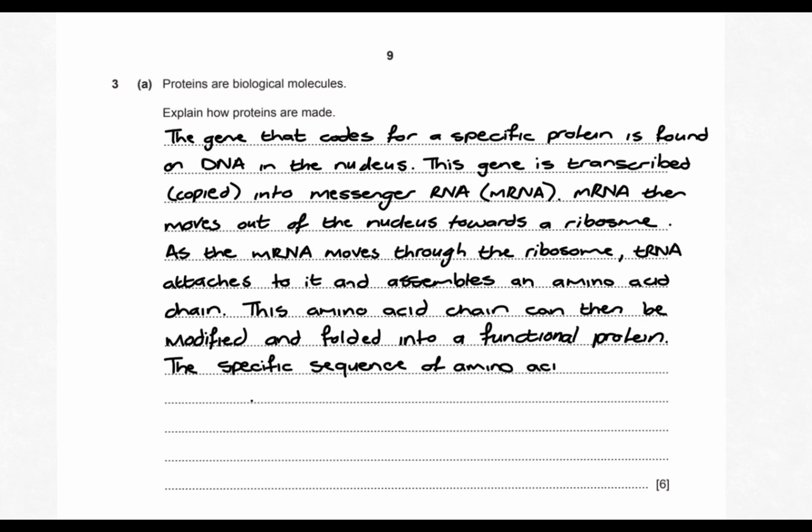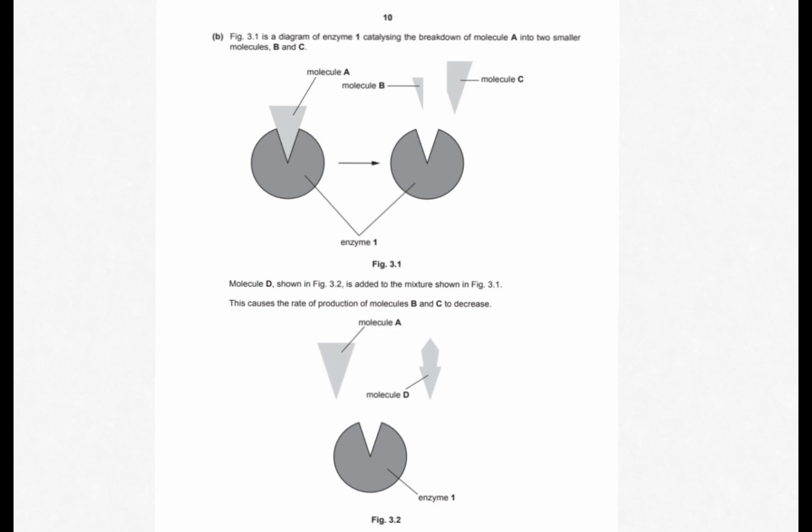The specific sequence of amino acids will determine the function of the protein. On the next page, we have question B. It says that figure 3.1 is a diagram of enzyme 1 catalyzing the breakdown of molecule A into two smaller molecules, B and C. So here we can see molecule A is a triangle. It fits into enzyme 1, the circle, and it breaks it down into molecule B and C, which is then the broken triangle on the right.